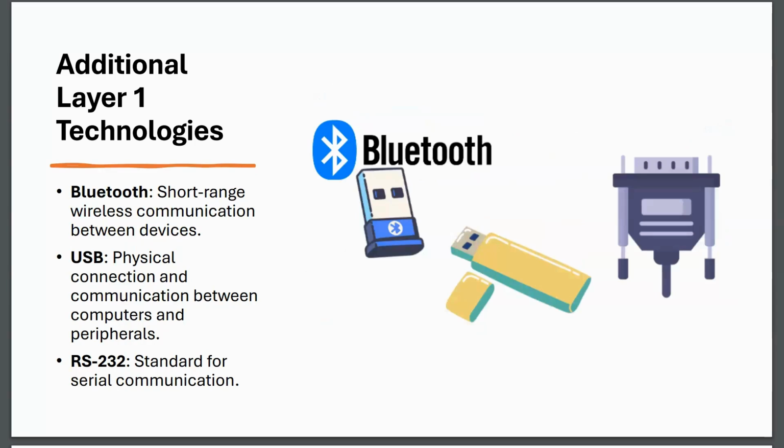There are many other technologies at the physical layer. For example, Bluetooth is a short-range wireless technology used for communication between devices like smartphones and wireless headphones. We also have USB, which defines both the physical connection and the protocol for communication. And then there's RS-232, an older standard for serial communication, often used for connecting modems and other devices.